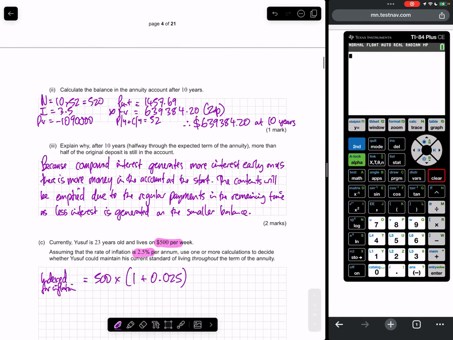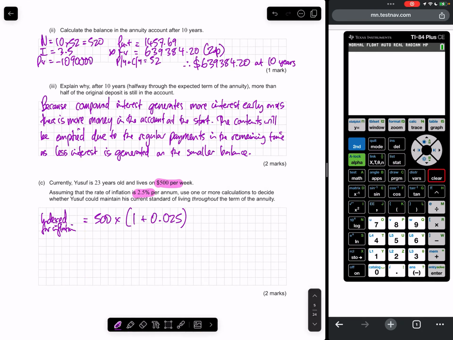He's going up until 85. 85 take away 23 is 62, he wants it to last 62 years. 1.025 to the power of 62 times 500 is $2,311.26 to 2 decimal points.